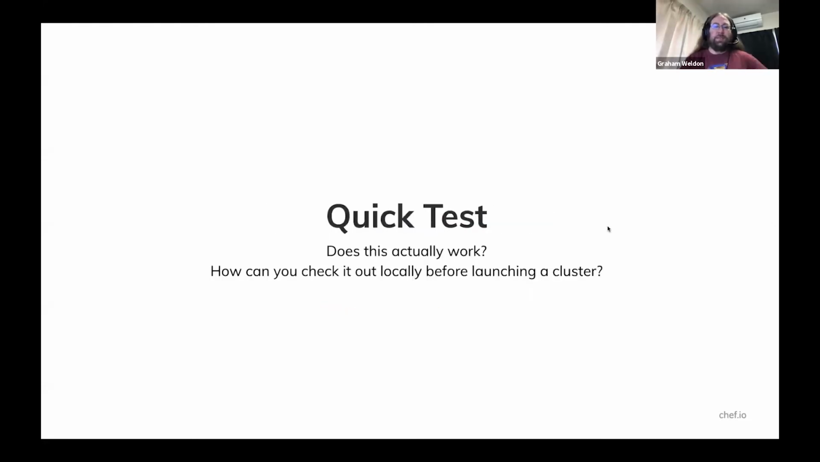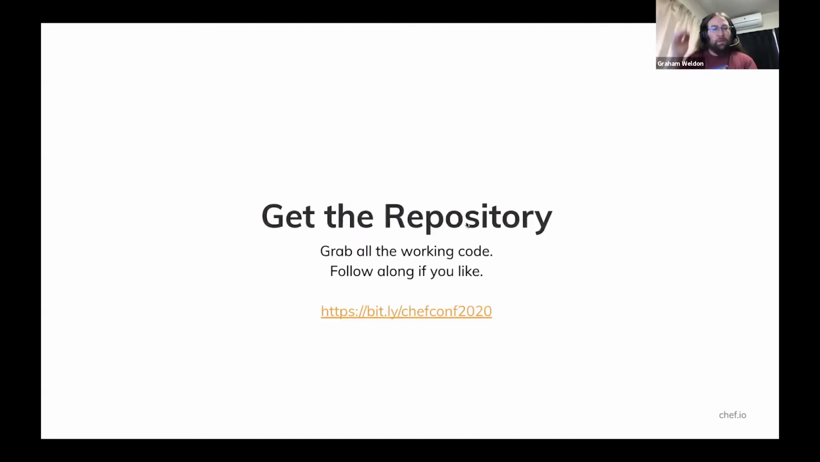Quick test. Does this actually work? As part of this, I want you to take away a fully functional version of all of this code that you can test locally in the studio and that you can test in a close to production cluster and see it all working and change it and mess with it as you like. So get the repository. If you're watching this now, use this URL, bit.ly/ChefConf2020. That will take you to a public repository that contains all of the code that I'm working through. Clone that and you'll be able to play with it yourself.